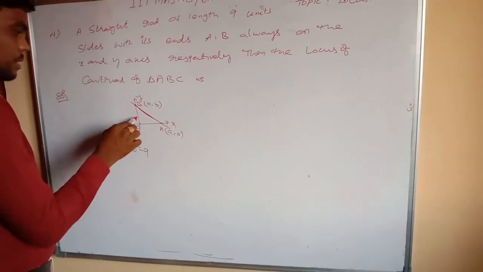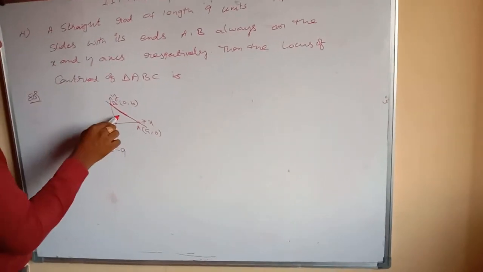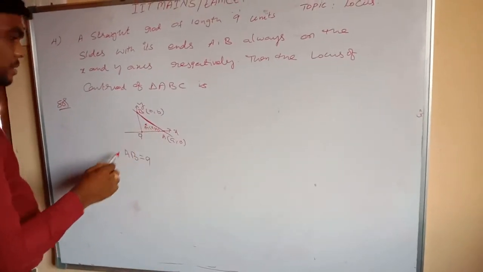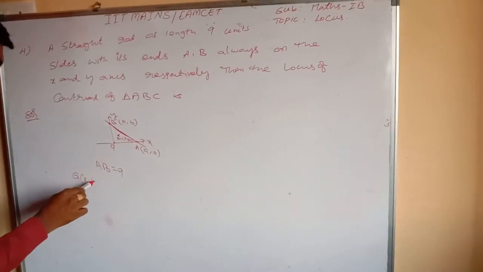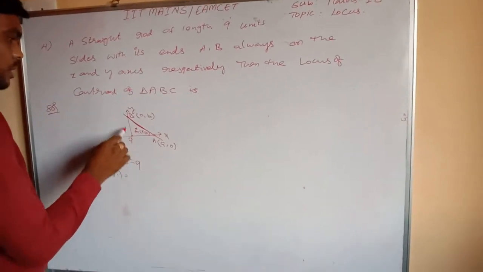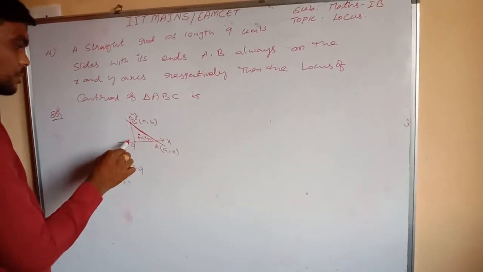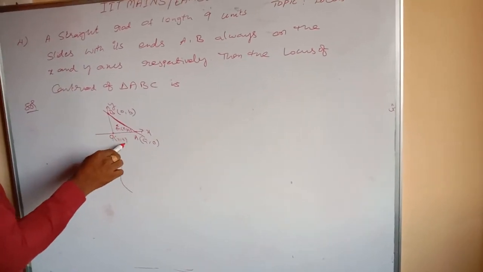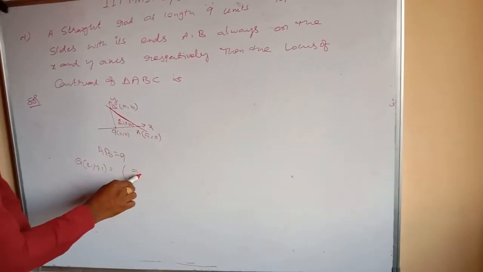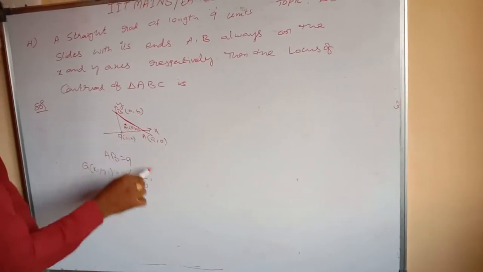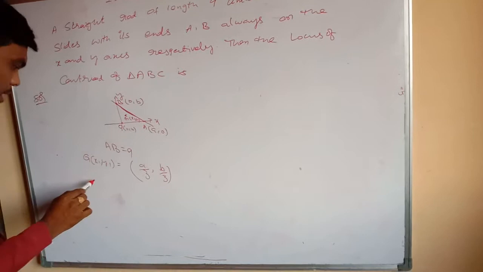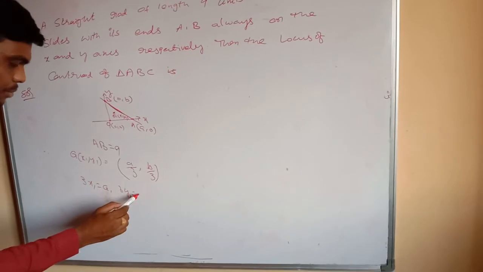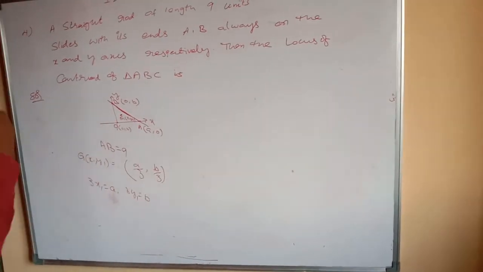Now consider the triangle OAB, and let the centroid be G(x1, y1). The centroid of the triangle OAB is ((x1 plus x2 plus x3) by 3, (y1 plus y2 plus y3) by 3), that is, (a by 3, b by 3). Equating the coordinates, 3x1 is equal to a and 3y1 is equal to b.